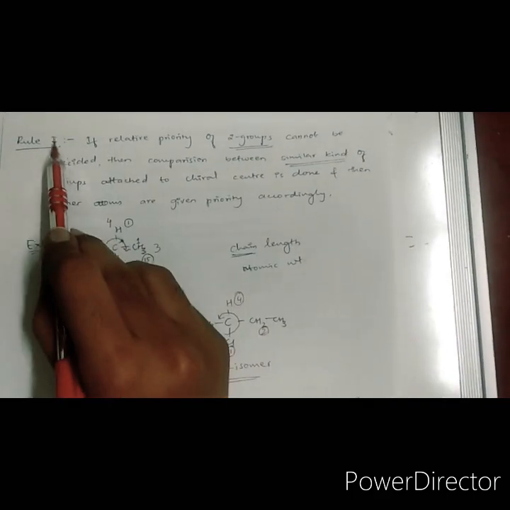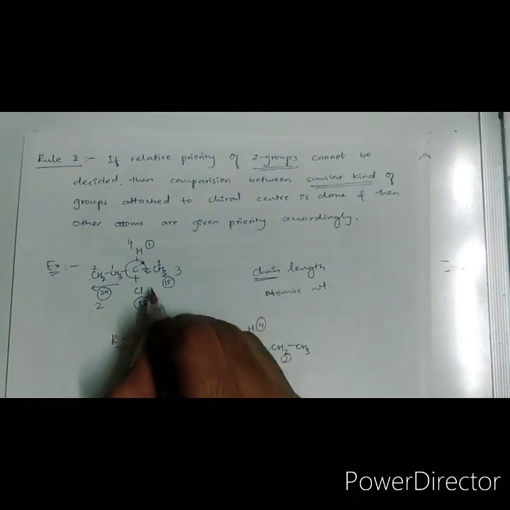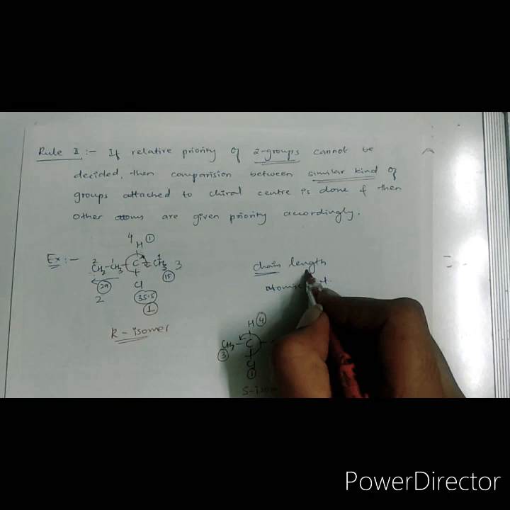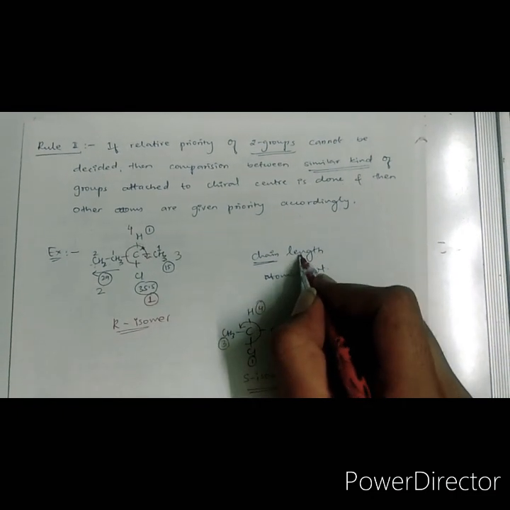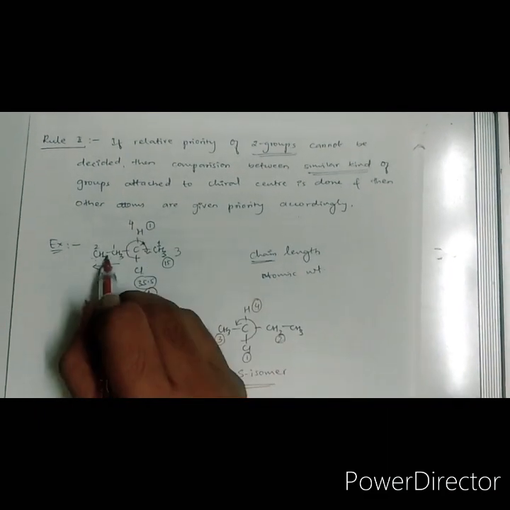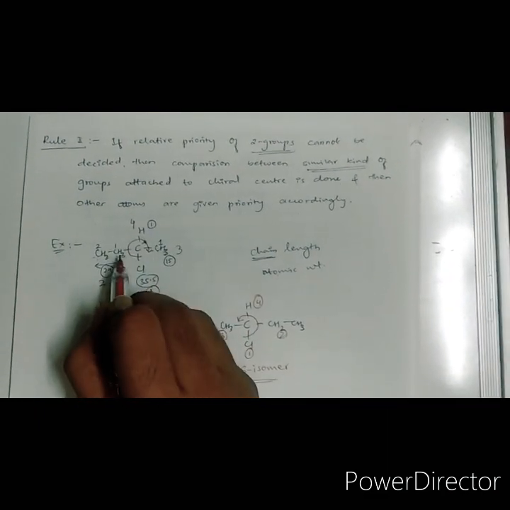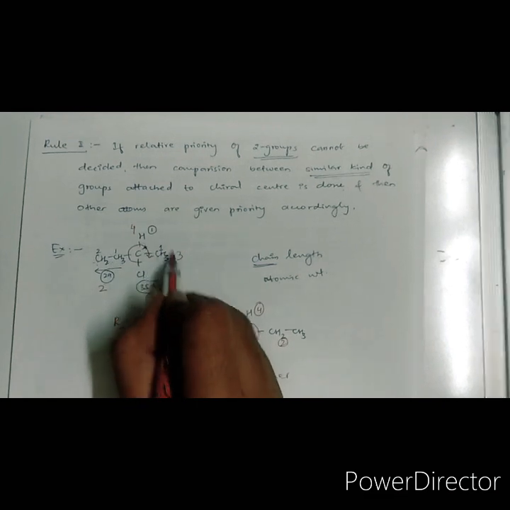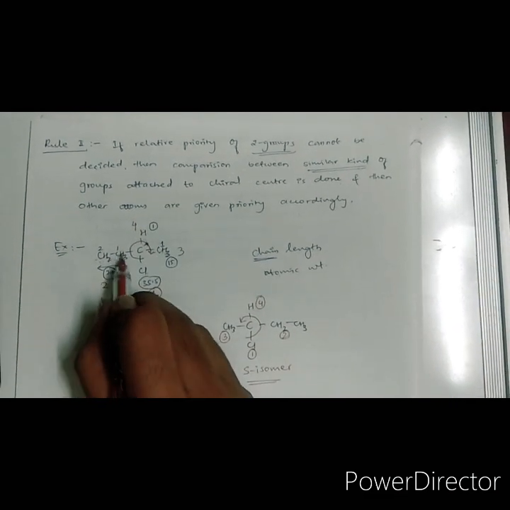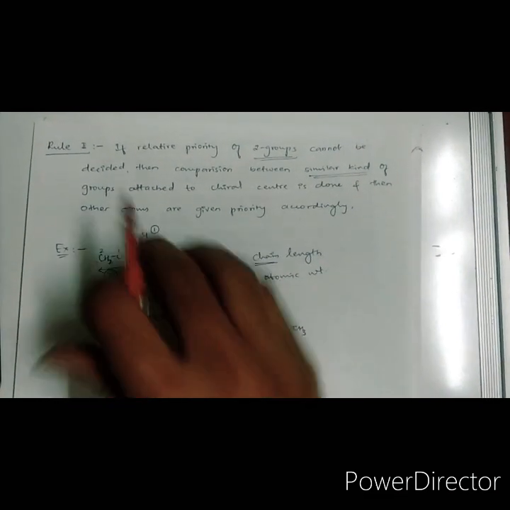In rule 2nd, the priority is assigned based on the similar kind of groups. If similar kinds of groups are present in the molecule, then the priority is defined based on the chain length, and also the priority is based on the atomic weight. So here see the chain length of the two similar kinds of groups. Here the chain length is only 1, while here the chain length is 2. So if we assign the priority, the list moves towards the right hand side. So it is an R isomer.